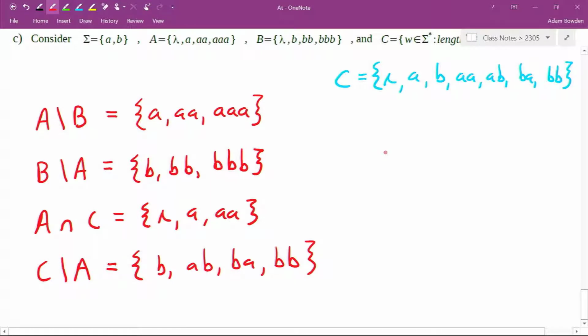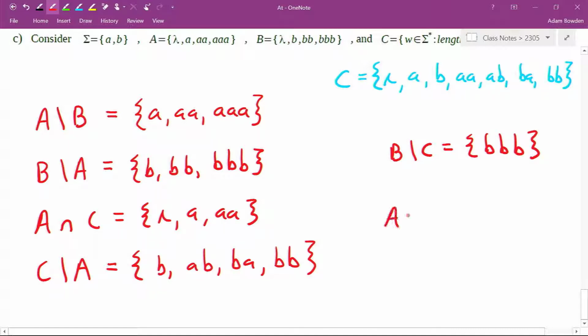If we look at the B relative complement with C, so if we take away from B the stuff that it has in common with C, that's going to take away the lambda. They also have a B. That B will get taken away. The double B, well, that's also in C, so that gets taken away. So all that would be left over is the BBB word.